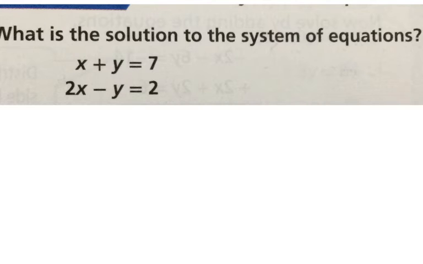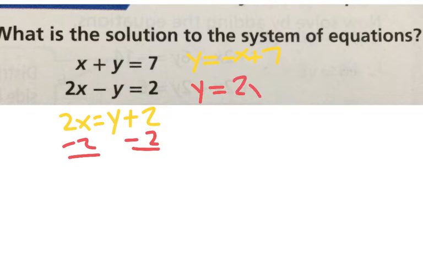Okay, if we graph, we put these in slope-intercept form. So that would give me y equals negative x plus 7, if I subtracted x from both sides. And then here, if I added y to both sides, that would be 2x equals y plus 2. And then I would subtract 2, and that would give me y equals 2x minus 2. So now both of those are in slope-intercept form.